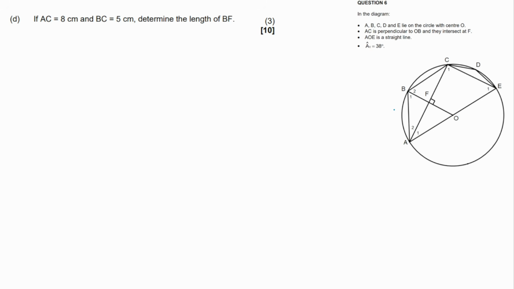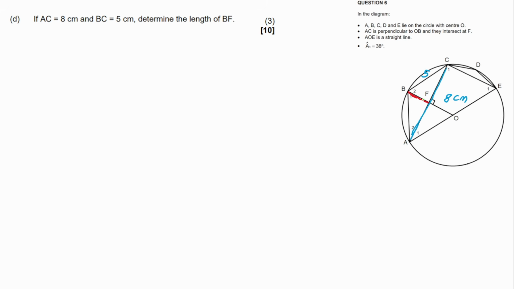Now it's given that AC, so this entire length over here, is 8 centimeters. And BC is 5. This length over here is 5. It says determine the length of BF. So we need to determine this length in red. So BF. Let's fill in what we know.